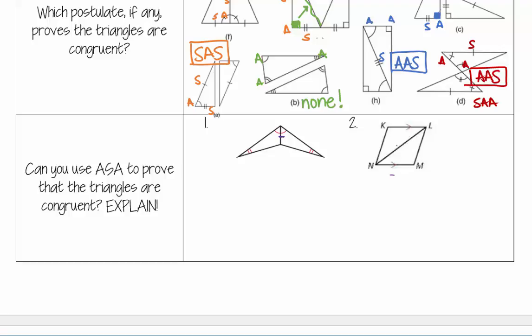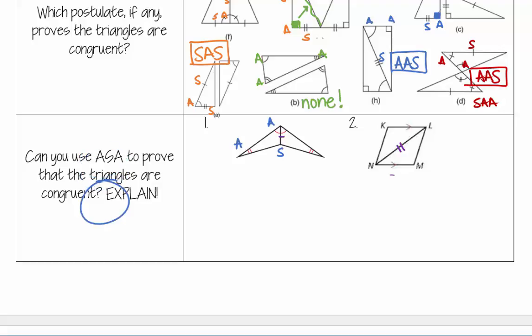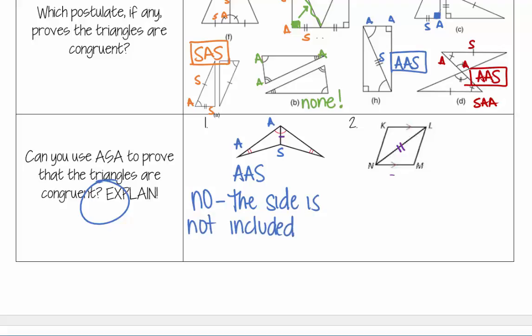So, with both of these, I know that this shared side is going to be equal. So here's a side, and here's a side. So now let's see if I can use angle, side, angle. I have an angle and a side. That's what I need. But take a look at the order of these. Angle, side, angle means that our side has to be in between our angles. And in this case, this spells angle, angle, side, so I cannot. So we can say no, the side is not included. Remember, that was one of your vocab words, and included just means in between.